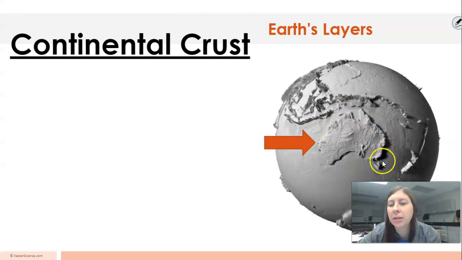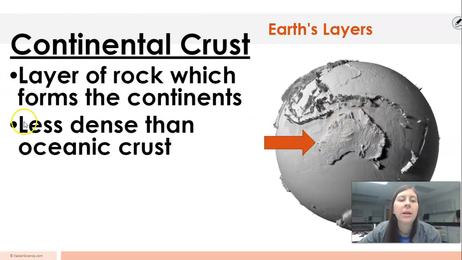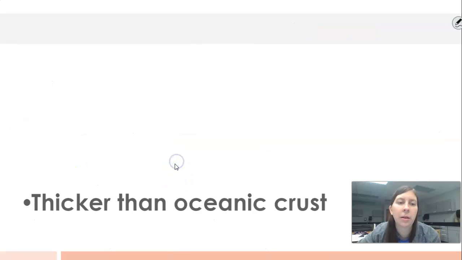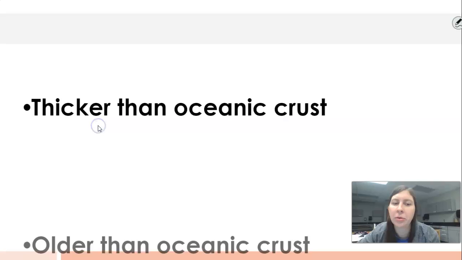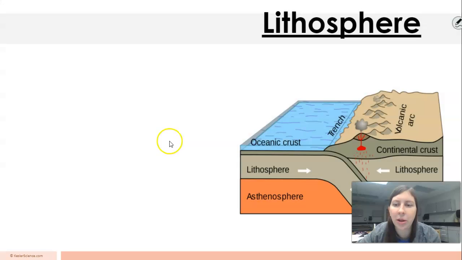So here we've got our continental crust. It's a layer of rocks that form the continents. It's less dense, so it's less compact, less squished down. It's mostly granite, and it's thicker than the oceanic crust, and it's older than the oceanic crust. We will skip this slide for now.